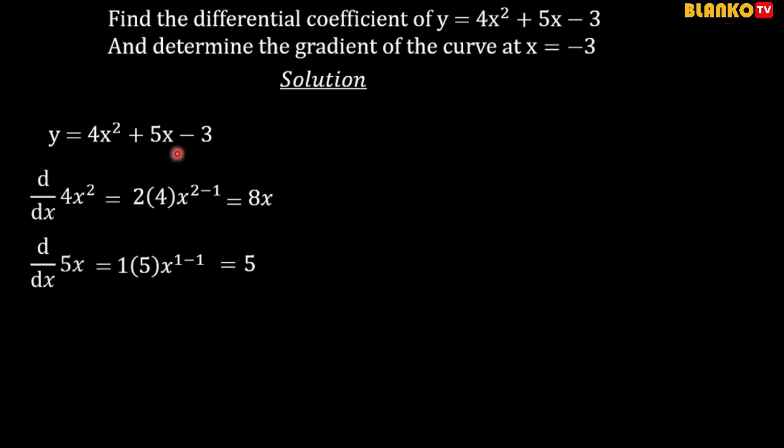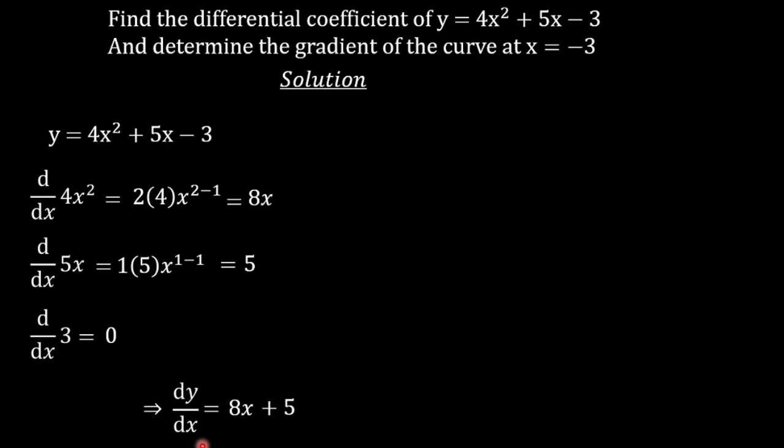Then we take the last term, which is 3. To differentiate 3, that is d over dx of 3, that is going to be 0. So therefore dy over dx is equal to 8x plus 5. To differentiate the function y equals 4x squared plus 5x minus 3, dy over dx is equal to 8x plus 5.